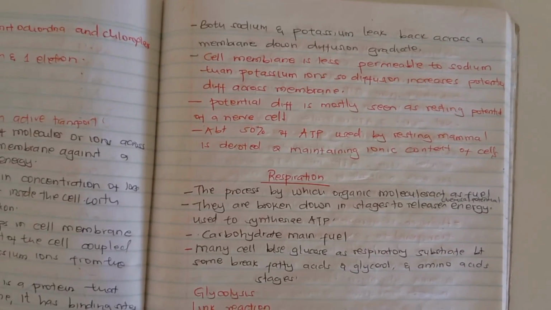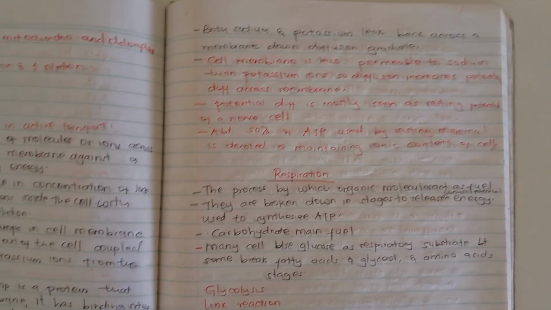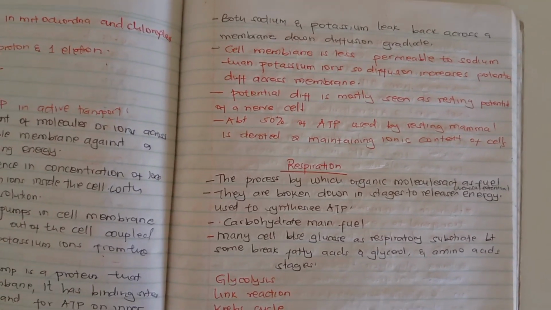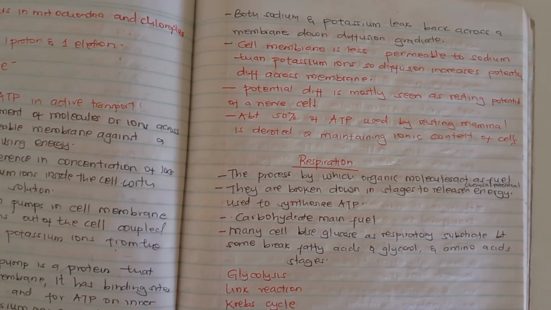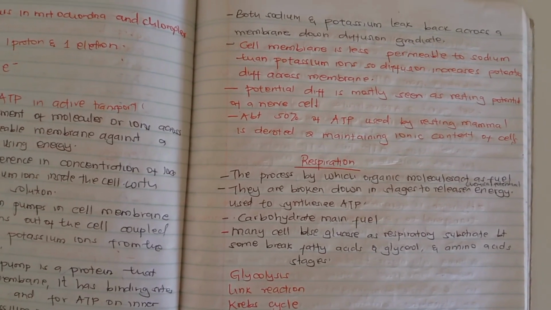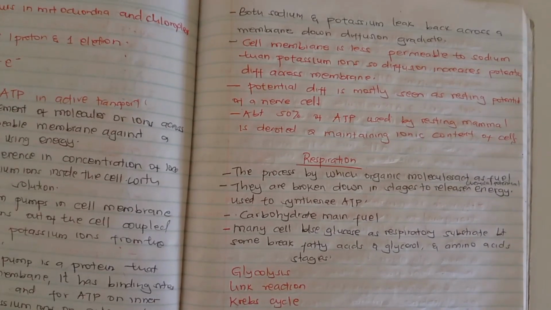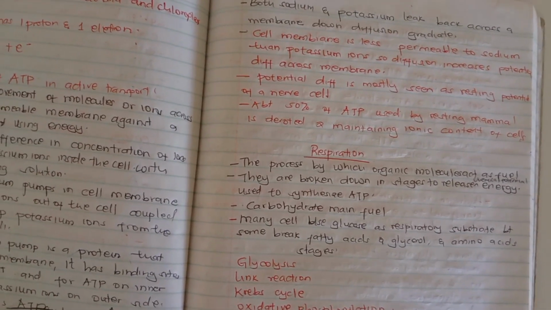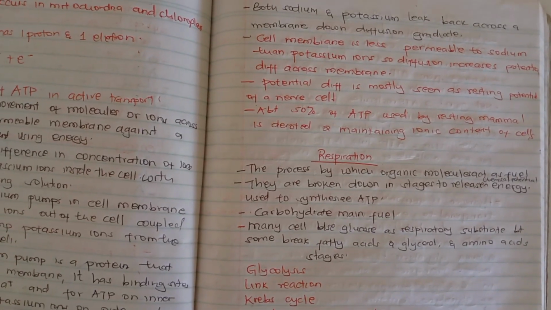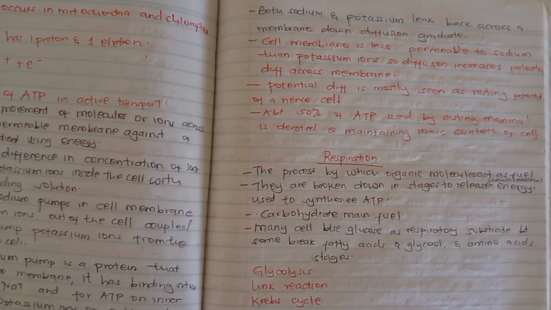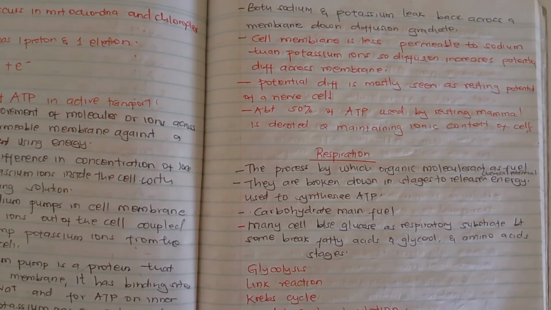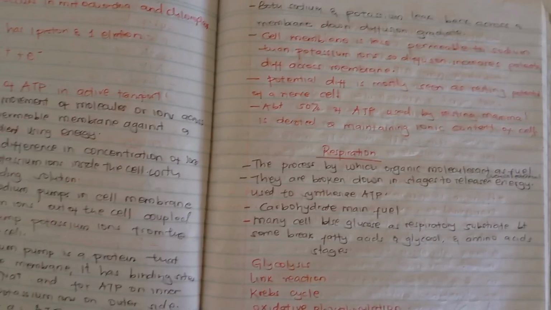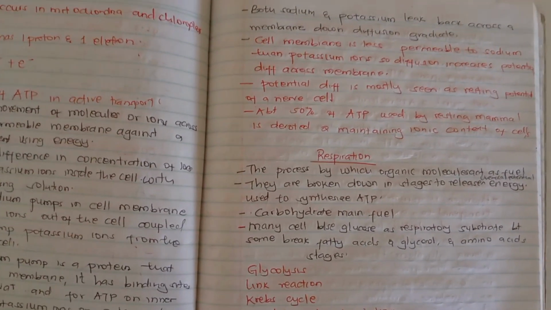Both potassium and sodium ions leak back across the membrane down their diffusion gradient. The cell membrane is less permeable to sodium ions than to potassium ions, so the diffusion increases potential differences across the cell membrane. The potential difference is seen as the resting potential of a nerve cell, and about 50% of the ATP used by a resting mammal or animal is devoted to maintaining the ionic content of the cells.